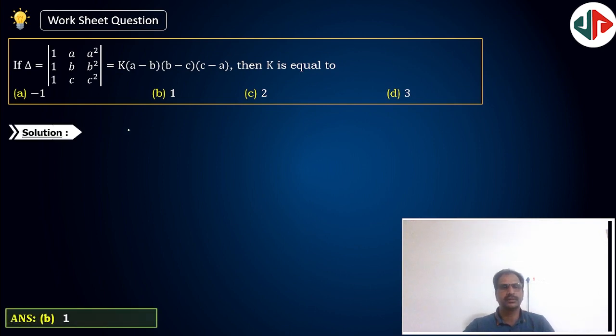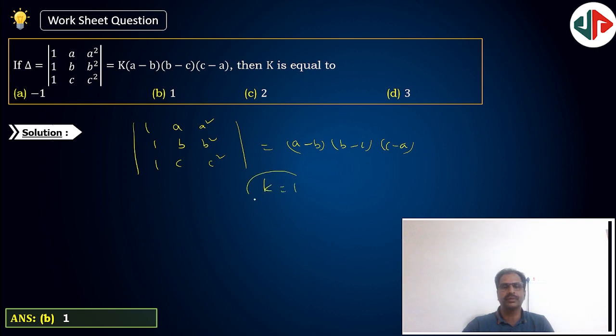This is a standard result. Determinant of 1, a, a square; 1, b, b square; 1, c, c square will be equal to a minus b into b minus c into c minus a. Remember this as a standard result. So k is obviously 1.